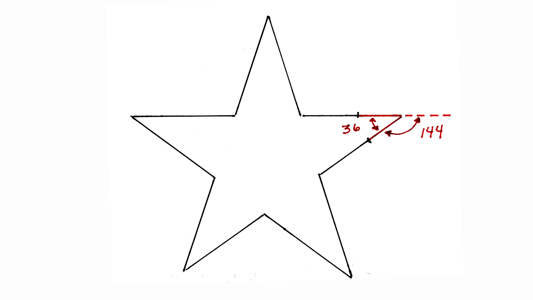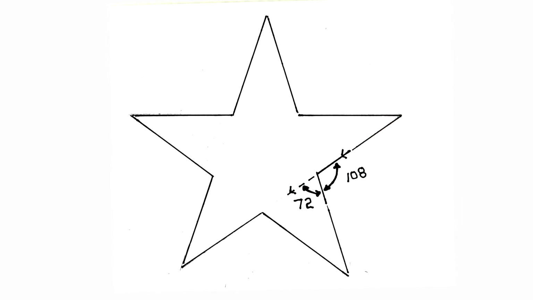This diagram shows an outer bend of a 5-pointed star. To figure the bend angle at an outer point of a 5-pointed star, 180 divided by 5 equals 36 degrees for the outer point. Each side of a straight line equals 180 degrees. 180 minus 36 equals 144 degrees of bend for each outer bend.